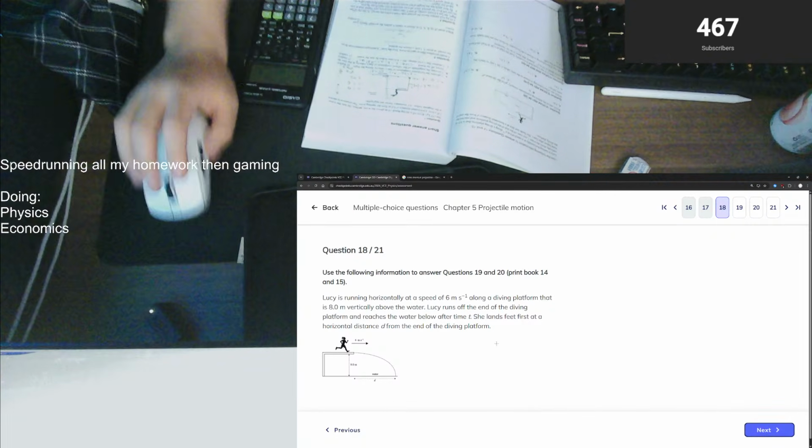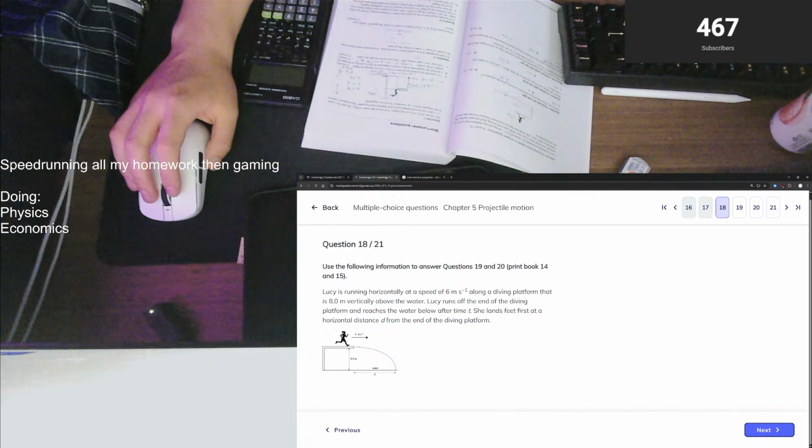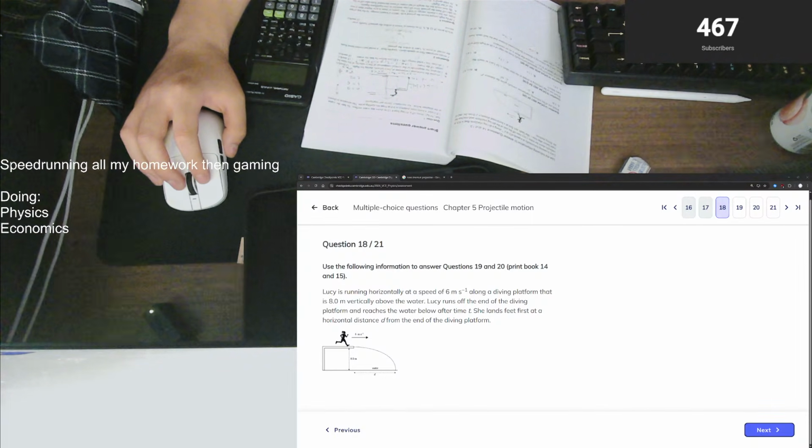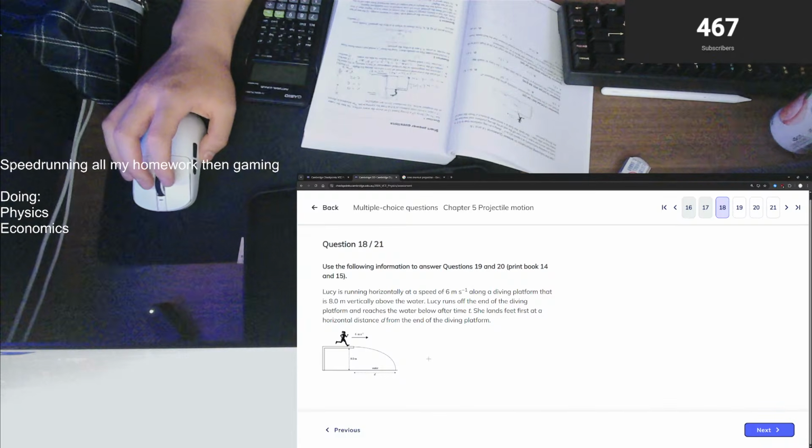Horizontally at 6 meters a second, along with diving platform that is. I don't know what a JEE problem is, and I don't want to do it.